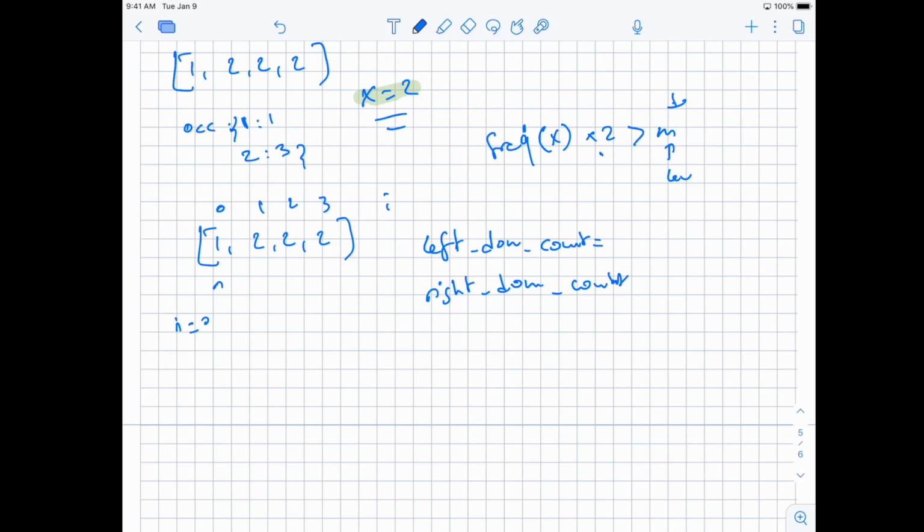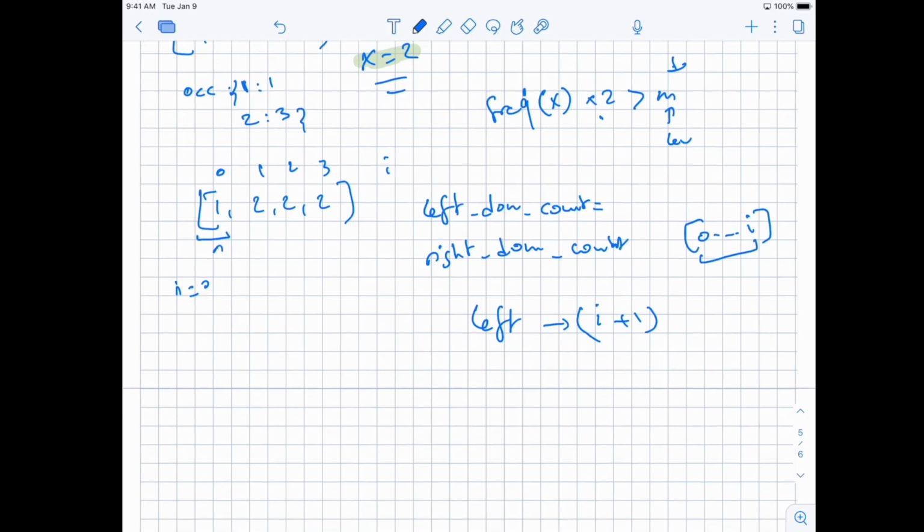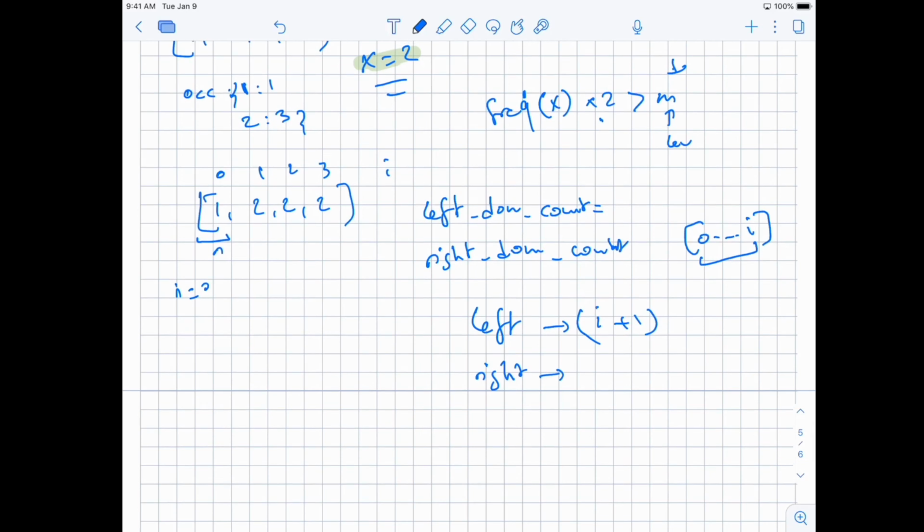Now what's the size of the left side? Well, the length is just i plus 1, because remember the subarray for the left side is going to be this one. It's 0 to i inclusive. So the length of this is i plus 1. And the size of the right side is n minus this, right? Because that's the remaining portion. So the size of the right side is going to be n minus (i plus 1), which is just n minus i minus 1.